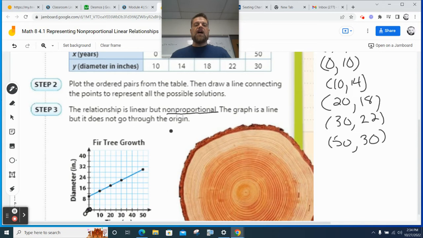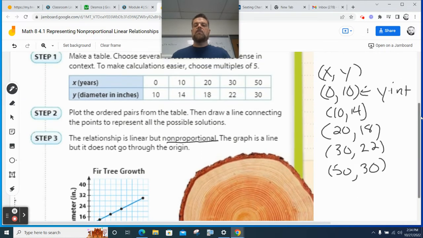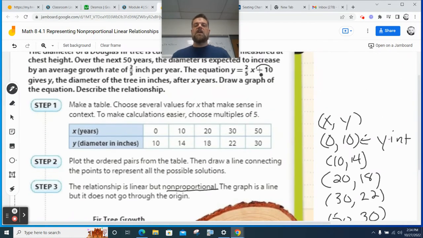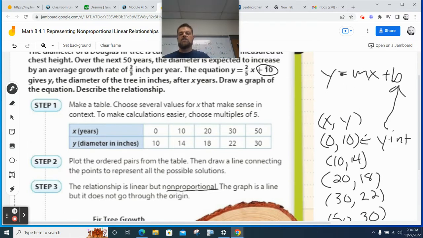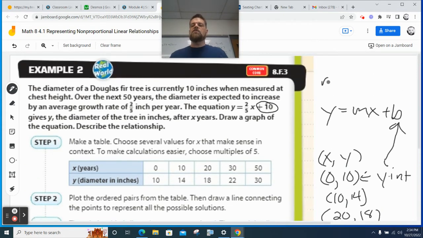By the way, I should point out that the y-intercept occurs at 10 when x equals 0. Notice that my original equation has a b value of 10. So when we say y equals mx plus b, this value right here is the y-intercept. And m is the slope. So if I were to say, tell me what the slope of this equation is, what would you say?